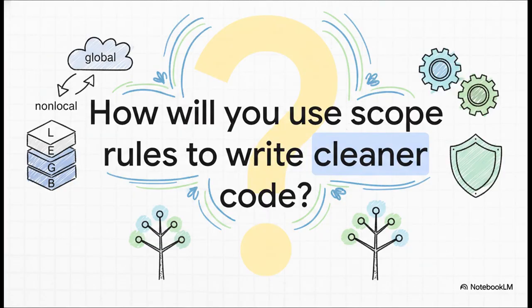So now you have this mental model, right? You've got LEGB, you've got nonlocal and global in your toolbox. And the big takeaway here isn't just about squashing bugs. It's about being able to structure your code with intention. When you know exactly where your data lives and how your functions can talk to it, you can build programs that are way more predictable, easier to read, and just more robust. So the real question is, how are you going to use this knowledge to write better, cleaner code?